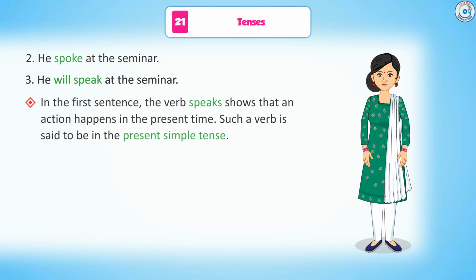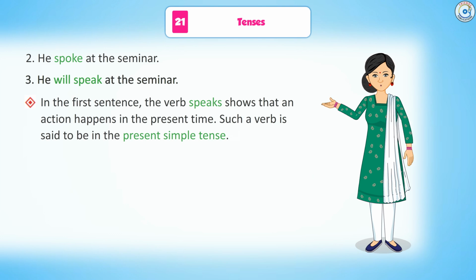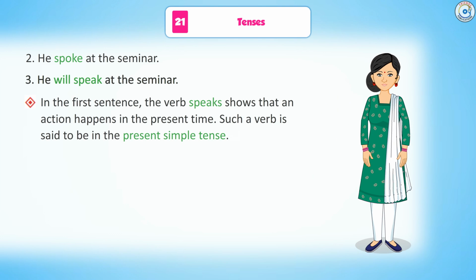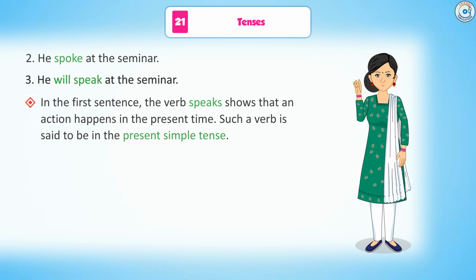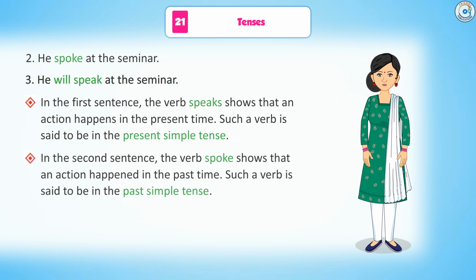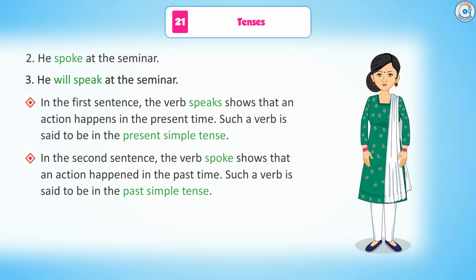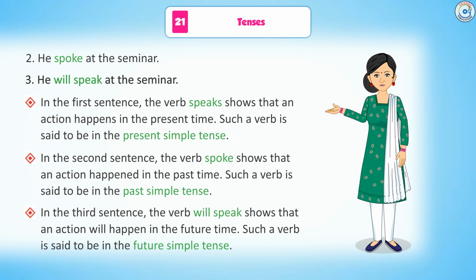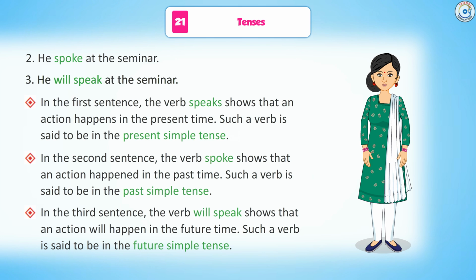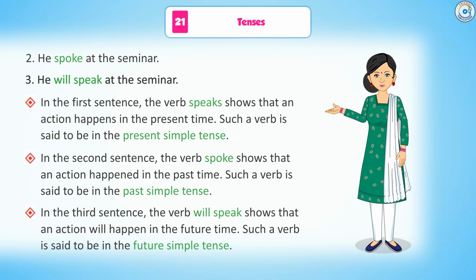In the first sentence, the verb speaks shows that an action happens in the present time. Such a verb is said to be in the present simple tense. In the second sentence, the verb spoke shows that an action happened in the past time. Such a verb is said to be in the past simple tense. In the third sentence, the verb will speak shows that an action will happen in the future time. Such a verb is said to be in the future simple tense.